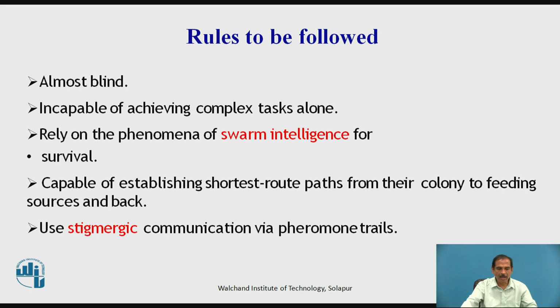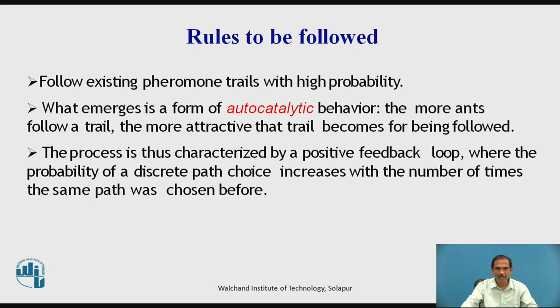So the rules to be followed are: this algorithm operates on an almost blind sort of representation, which is incapable of achieving the complex task alone. It relies on the phenomenon of swarm intelligence for survival. It is capable of establishing the shortest route path for the colony between the feeding source and the nest. It uses stigmergic communication via pheromone trails. The rules to be followed are: follow the existing pheromone trails with a high probability. What emerges is a form of autocatalytic behavior.